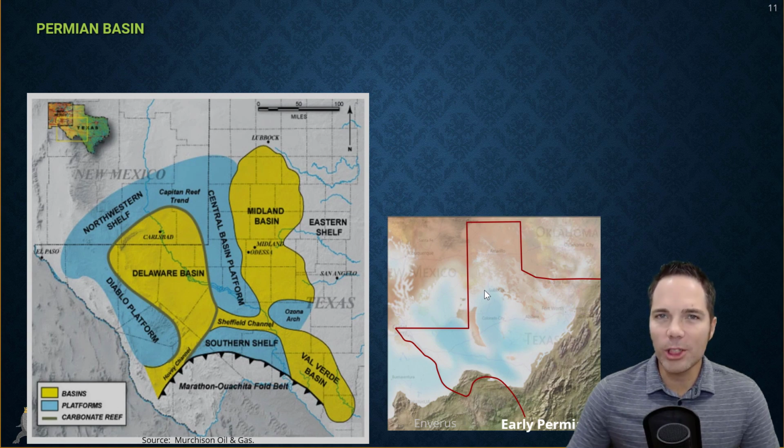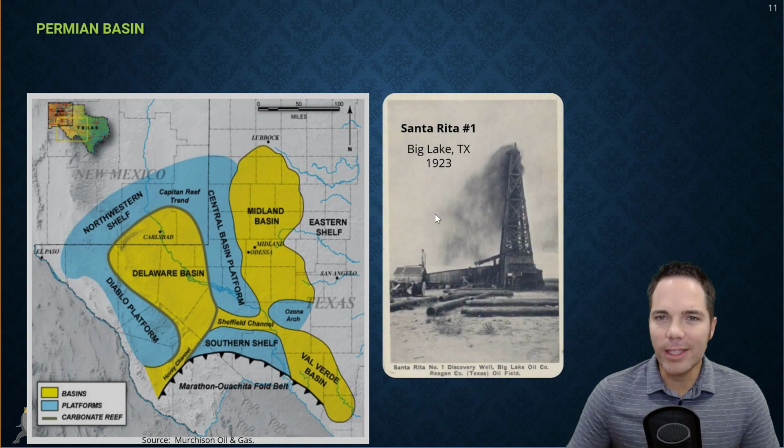Now, the first well that was drilled in the Permian Basin was in 1923. Okay, that's 100 years ago. We just celebrated the 100-year anniversary, and this is the Santa Rita #1, and it was drilled in Big Lake, Texas, which is somewhere around here where my mouse is. It's about an hour and a half south of Midland.